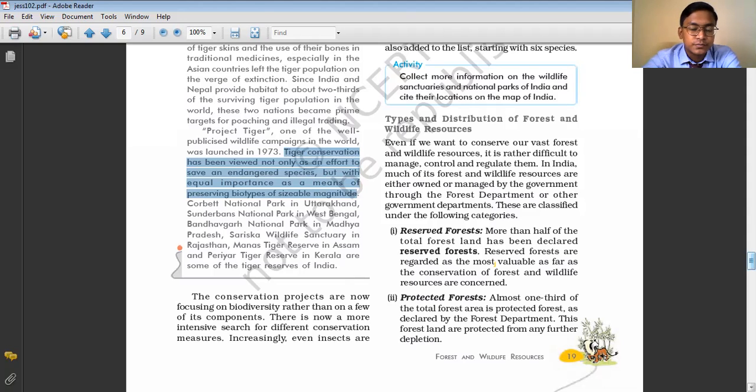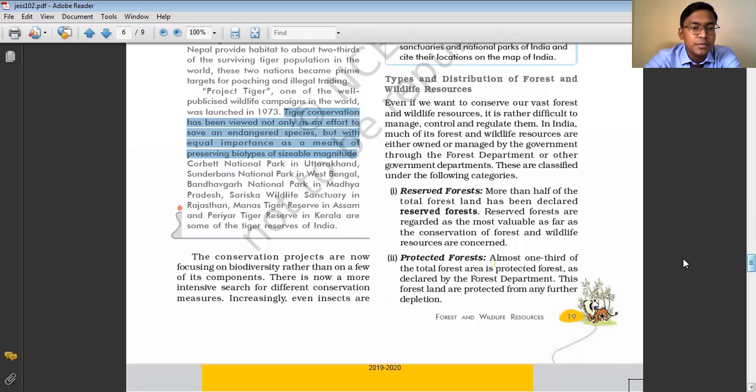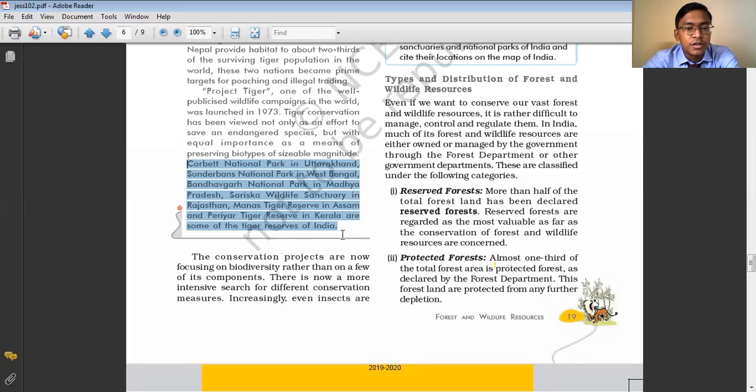So various tiger reserves were formed in the country, like the Corbett National Park in Uttarakhand, Sundarban National Park in West Bengal, Bandhavgarh National Park in Madhya Pradesh, Sariska Wildlife Sanctuary in Rajasthan, Manas Tiger Reserve in Assam, and Periyar Tiger Reserve in Kerala, are some of the tiger reserves of India actually. These are the various tiger reserves which were set up according to this Project Tiger, just to protect the tigers living in these particular areas.